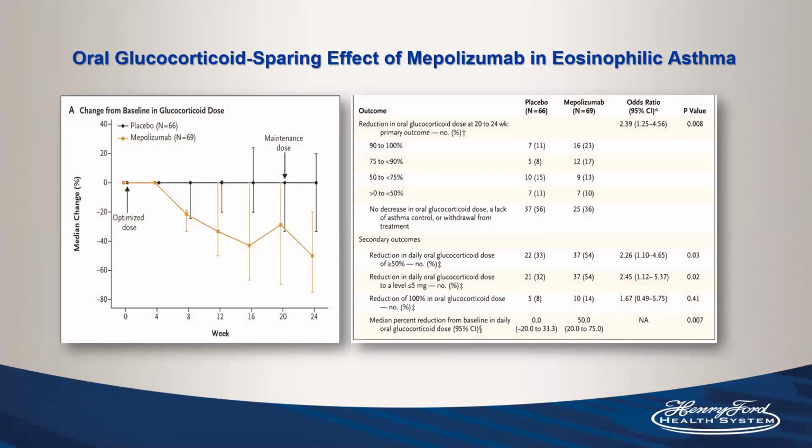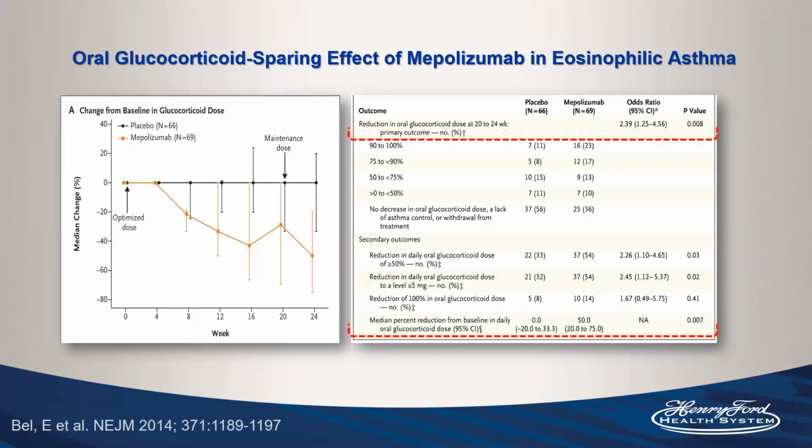It was studied as an oral glucocorticoid sparing agent. And there was, in this study that evaluated the reduction in oral steroid use, the patients on Mepolizumab had more significant reduction, about 50% in comparison to placebo.